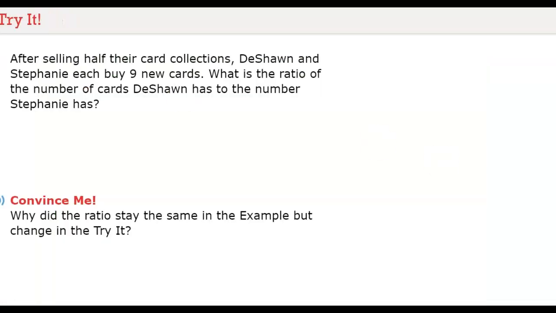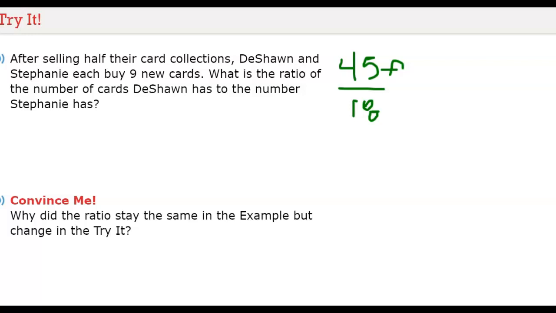After selling half their card collections, Deshaun and Stephanie each buy 9 new cards. What is the ratio of the number of cards Deshaun has to the number Stephanie has? So now we have to look at adding these new cards. Based on the example, Deshaun, after selling his cards, had 45, and Stephanie had 18 after selling off half. And now they each bought 9 more.